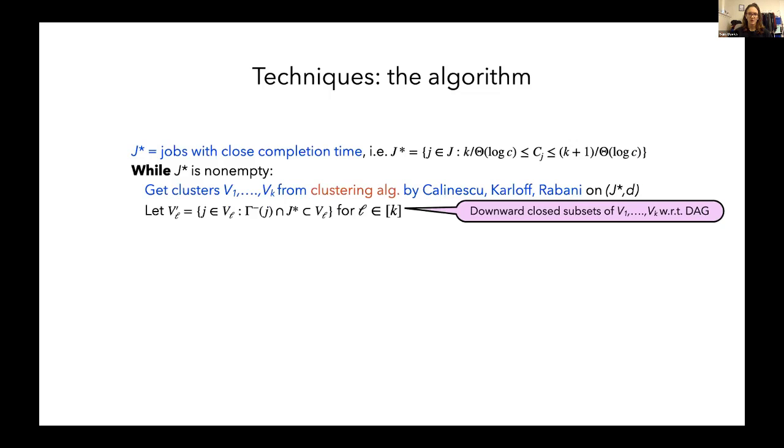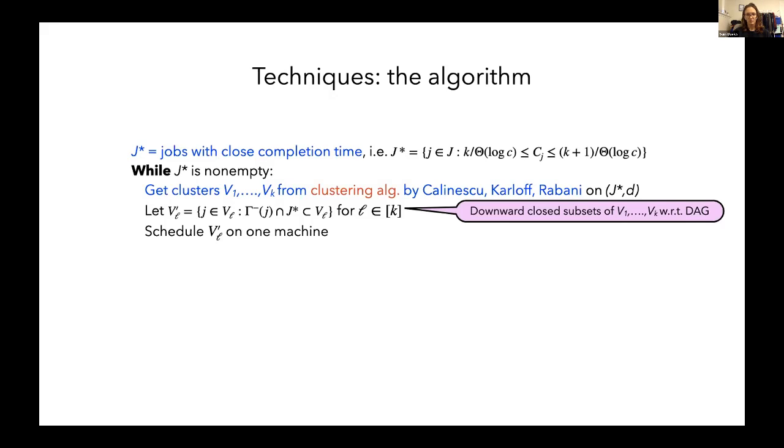So we have this clustering algorithm. We get several nice guaranteed properties from it. And in particular, we're able to take downward closed subsets of the clusters that we obtained from that clustering algorithm. So from the algorithm, we got clusters V1 to VK. We take downward closed subsets V1 prime to VK prime, where it's downward closed with respect to the precedence order. So a job is only put in V_i prime if it is with all of its predecessors.